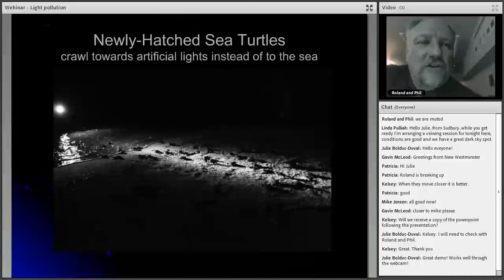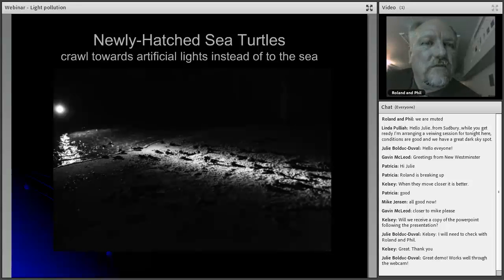Now a little bit closer to the ground. This is not such an issue in Canada, but it's a worldwide issue anywhere where sea turtles nest. The young sea turtles, and here's a photograph showing a little group of them, individual little sea turtles, working their way towards the shoreline. And what's attracting them towards the water is a reflection from the moon on the water. So that's what they're keying in on.